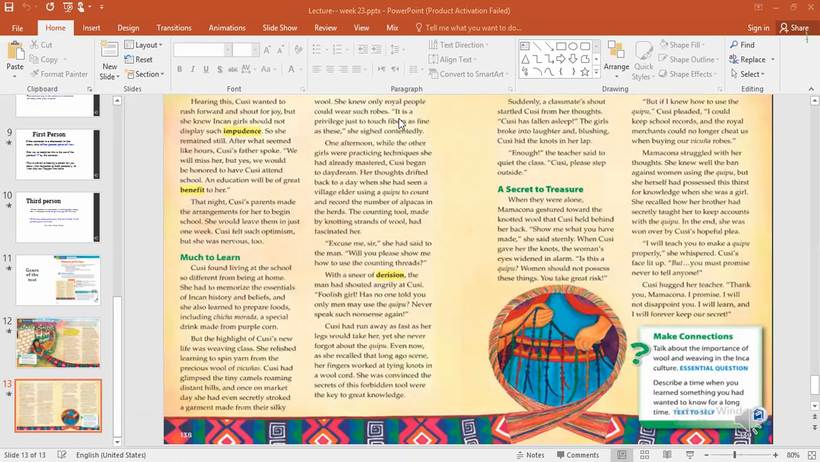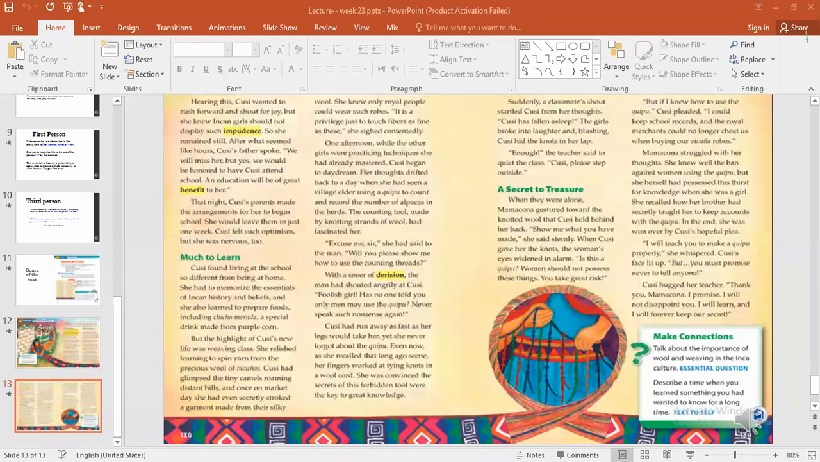Just a second, Samia. "It is a privilege just to touch fibers as fine as these," she sighed. So she thought that these fibers or textiles are very luxurious. One afternoon while the other girls were practicing techniques that she already mastered, Kuzi began to daydream.